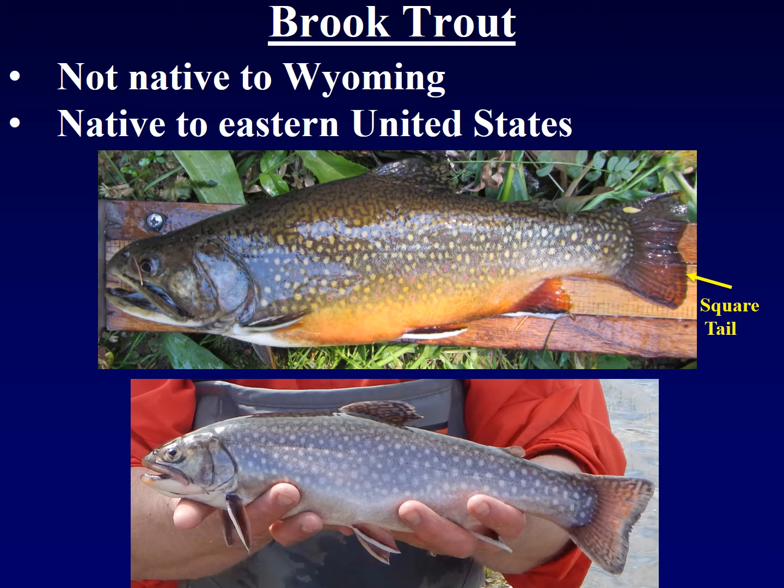Brook trout are also a very common trout species caught by anglers in our state, particularly in the mountains. They are not native to Wyoming, but are originally from the eastern United States. And if you look at the top picture where I have the yellow arrow pointing, it's pointing to a square tail. And that's important because on the next slide I'm going to talk about a closely related species that looks like a brook trout.